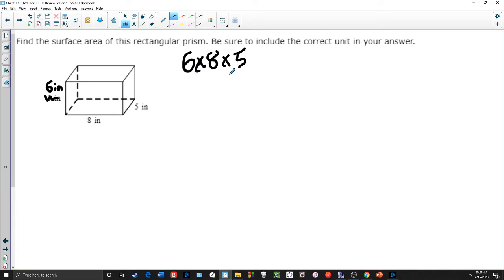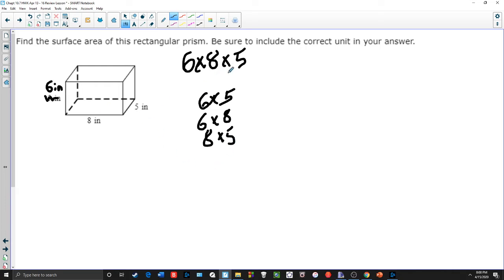So 6 and 5, pair those together. 6 times 5, that's one of your rectangles. Then 6 and 8, pair those together. 6 times 8, that's another pair of rectangles. And then 8 and 5, pair those together. So 8 times 5, that's your next pair of rectangles.